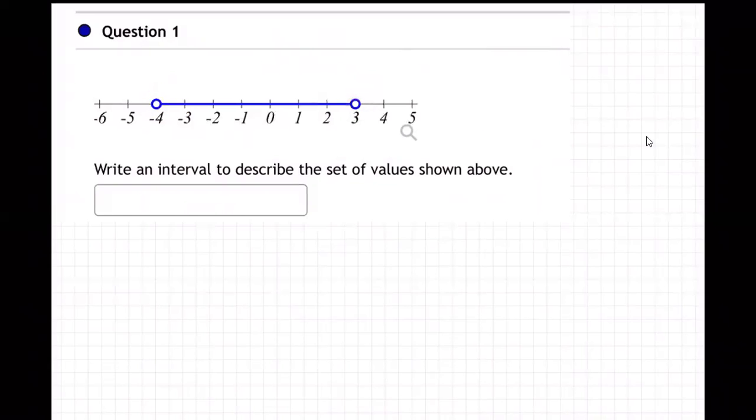Well, these circles, we call it an open dot because it is an open dot. And what does it mean? It means you don't include the endpoints.